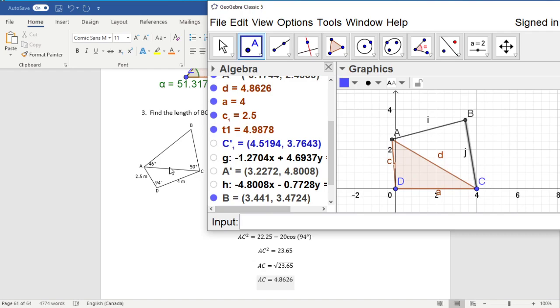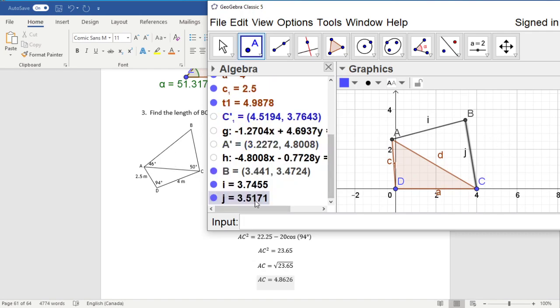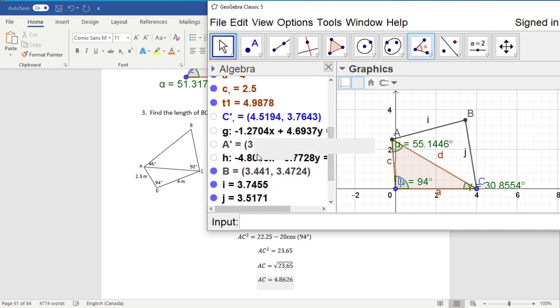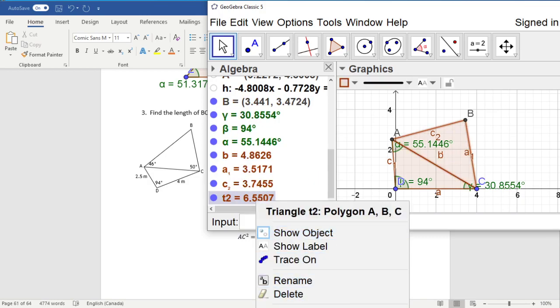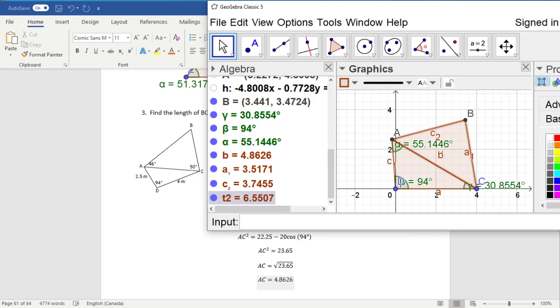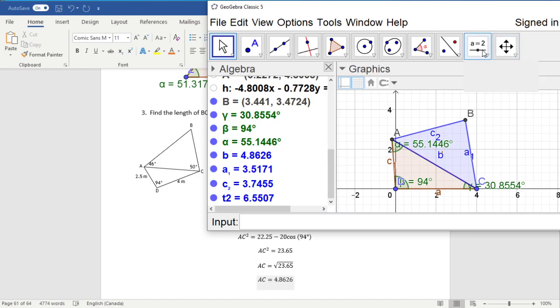Now the one we were looking for was the one across from A, and you can see it's exactly 3.5171. Again, you might choose to solve this one a bit differently. So if you do, I'll just give you all the possible answers you might use. Let's get rid of this and this, and we'll just go polygon A, B, C. Let's change the color of that one. Okay, and let's get the angles for that one as well.